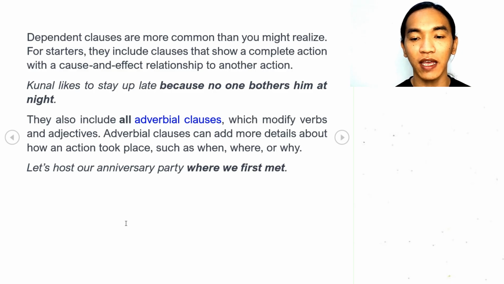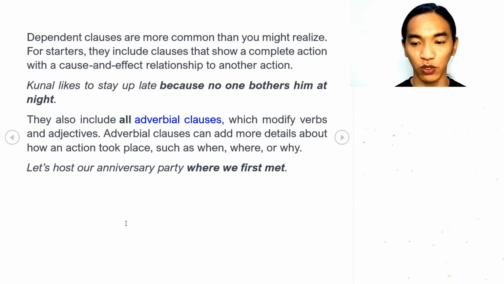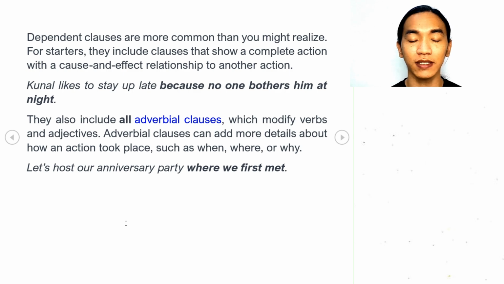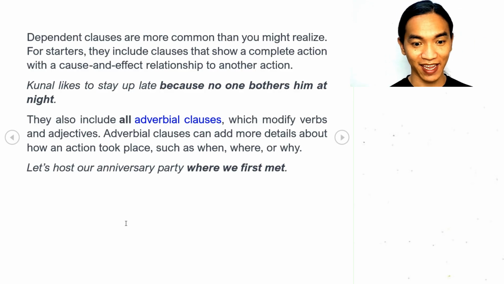Okay, they also include all adverbial clauses, which modify verbs and adjectives. We also talked about this one. Adverbial clauses can add more details, how an action took place, such as when, where, or why. These are your adverbial clauses. Example: let's host our anniversary party where we first met. So where we first met is your adverbial clause. Hence, this is also a dependent clause, because it needs an independent clause to have a complete meaning, all right?